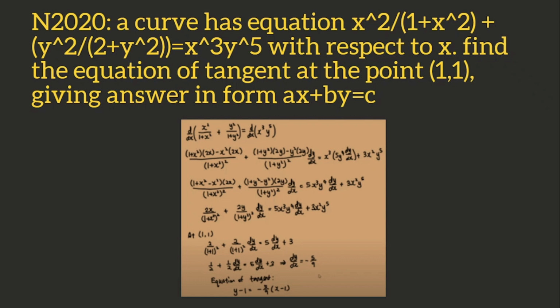Afterwards, they want you to find the equation of the tangent at the point (1, 1), giving an answer in the form ax plus by equals c. So whatever the question says, we just try and follow along with it. So we try and differentiate. Our left hand side will be differentiating x squared over 1 plus x squared plus y squared over 1 plus y squared, equal to differentiating x cubed y power 5.